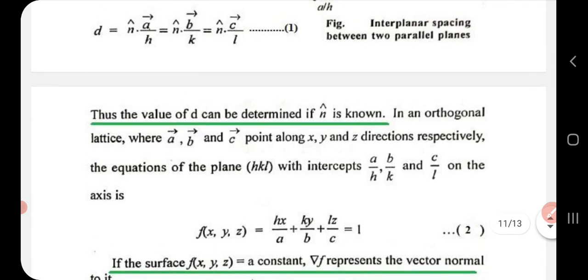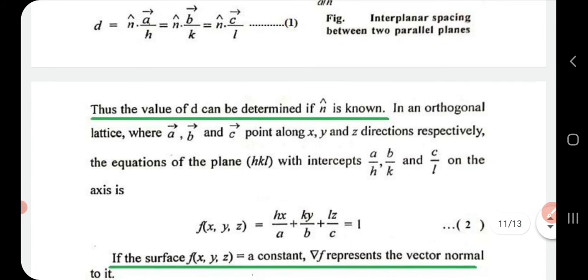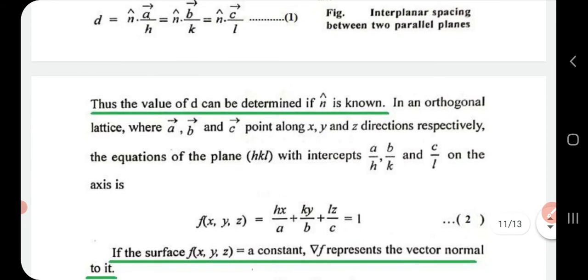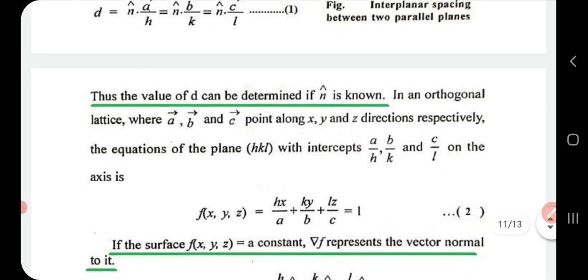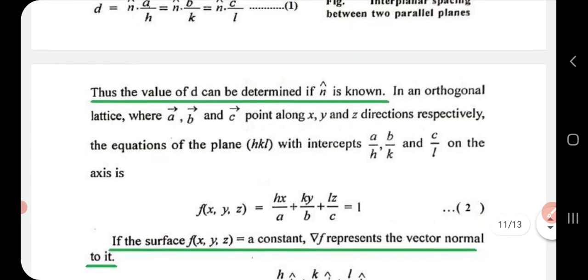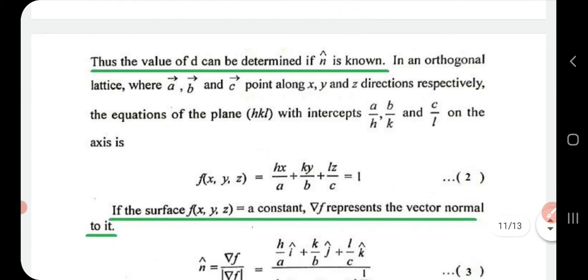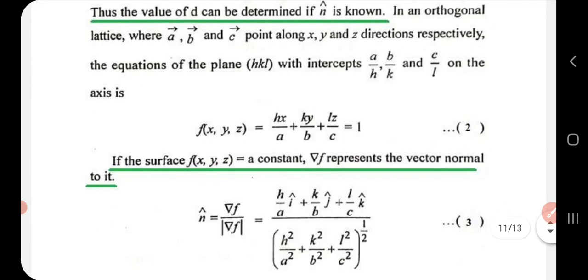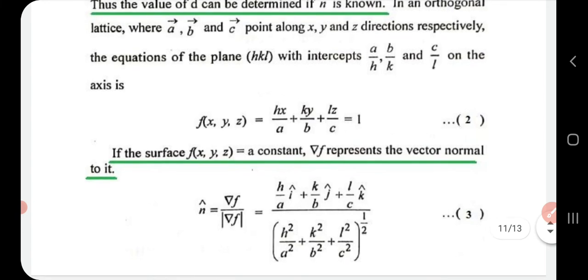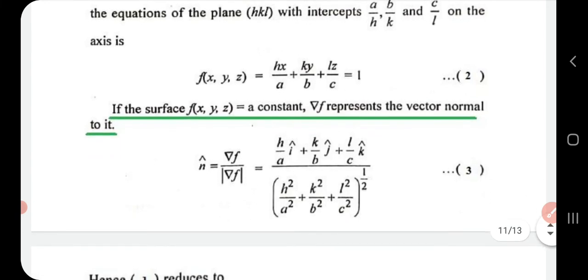Now, suppose that you are considering an orthogonal lattice where all these vectors A, B, C point along x, y, z directions respectively. Then the equation of plane can be written as f of x, y, z equal to hx by A plus ky by B plus Lz by C equal to 1. This is definitely an equation for a plane. That is your equation 2.